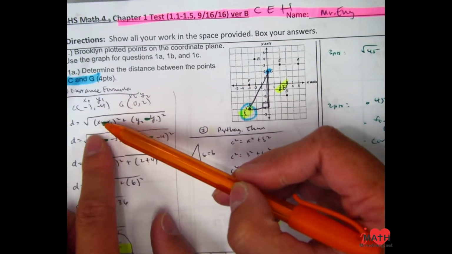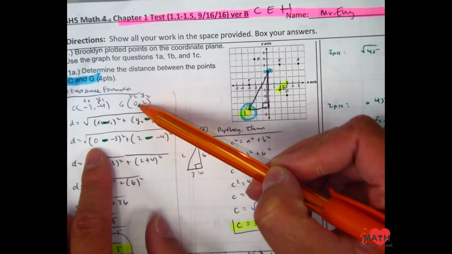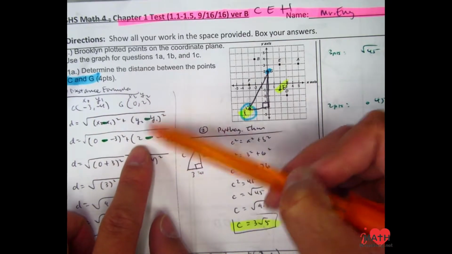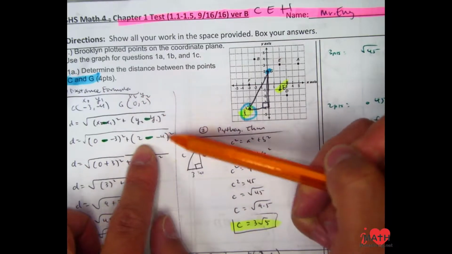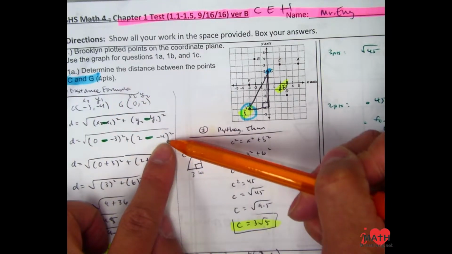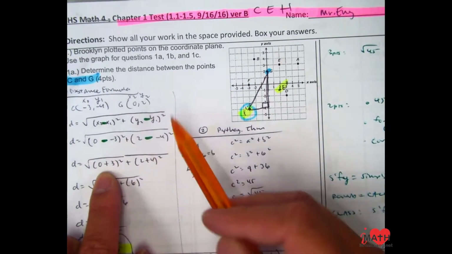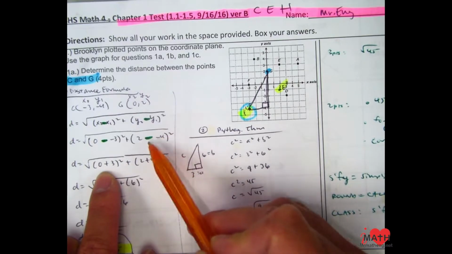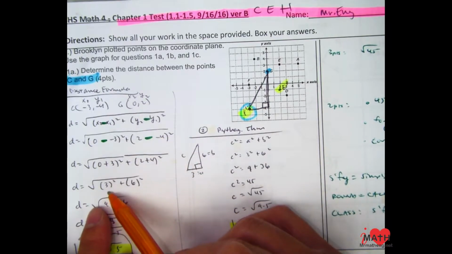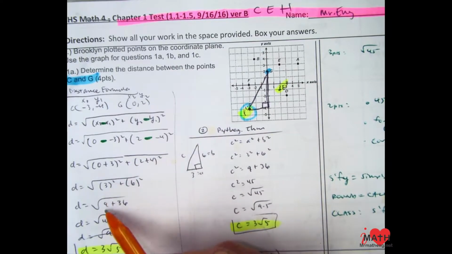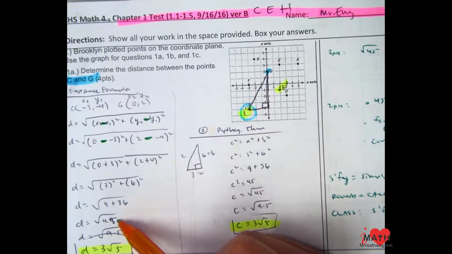So your x2 value, I put as 0. My x1 value is -3. My y2 value is 2. And my y1 value is -4. Opposite of a -3 is a positive 3. Opposite of a -4 is a positive 4. So 0 plus 3 is 3. 2 plus 4 is 6. Square them. Oh, sorry, 9 plus 36. 3 squared gives you 9. 9 plus 36 is the square root of 45.